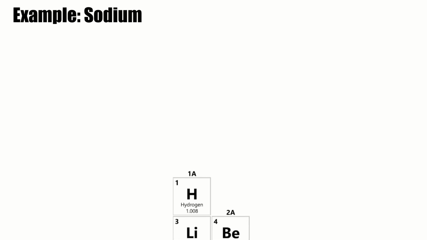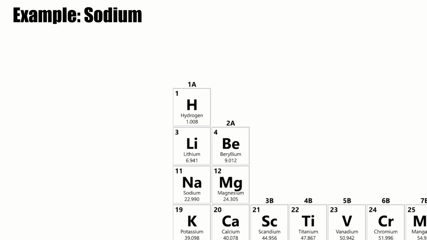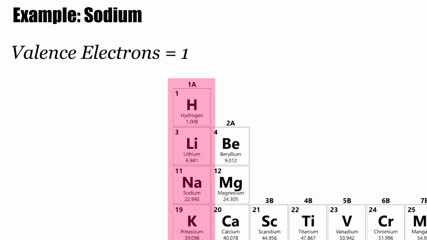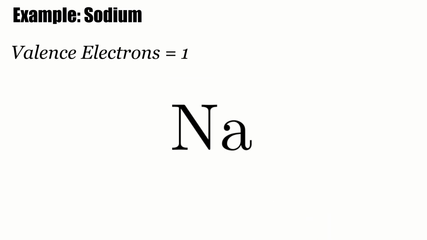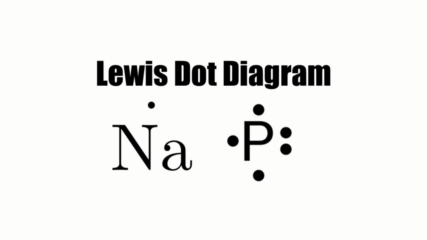So let's do a second example for sodium. This is the element that we exploded at the start of this unit. It's in column 1A, so it has 1 valence electron. We write its symbol and we draw 1 valence electron, and then we're done. That one's pretty easy. So now it's your turn to practice, and hopefully these are pretty straightforward.